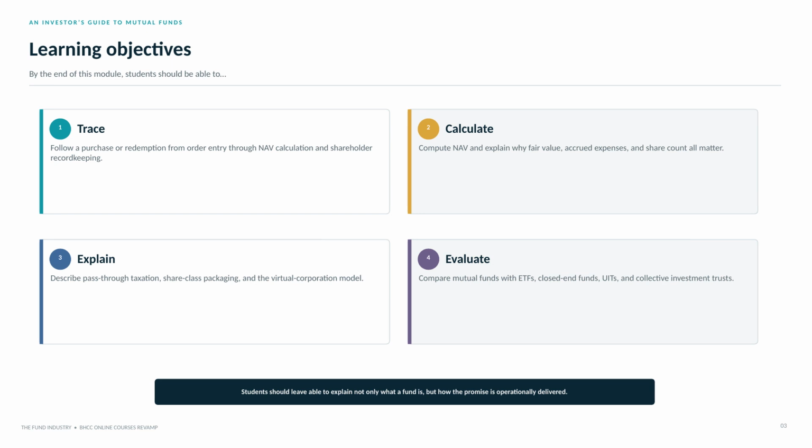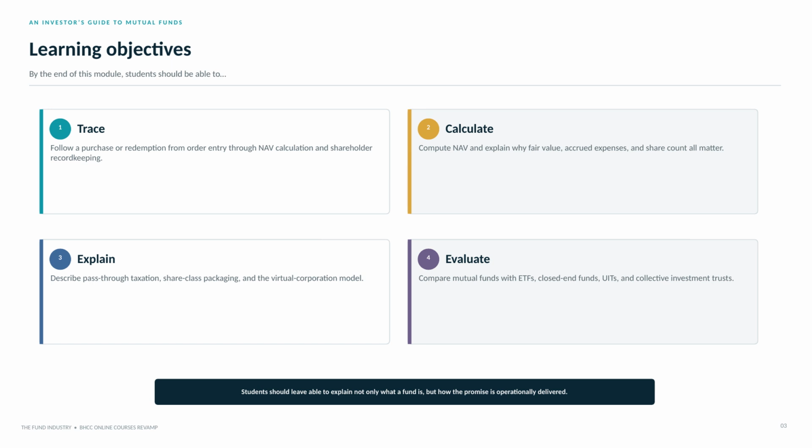This module has 4 learning goals. First, you should be able to trace a purchase or redemption from order entry through pricing and shareholder record keeping. Second, you should be able to calculate NAV and explain why fair value, accrued expenses, liabilities, and share count all matter. Third, you should be able to describe pass-through taxation, share class packaging, and the fund's virtual corporation structure.